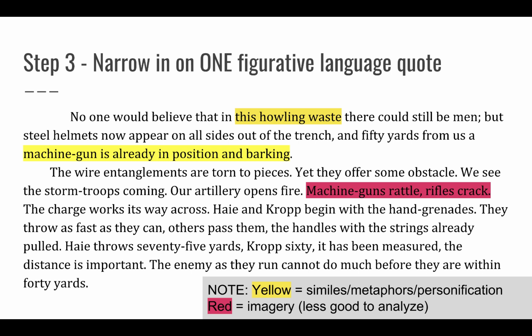After you've written the context, then you want to narrow in on one figurative language quote. This is the first half of the quote that's on your homework document. You'll notice I've highlighted in yellow comparison-based figurative language, similes, metaphors, and personification. I've highlighted in red stuff that is imagery. It could work, it's harder to analyze.